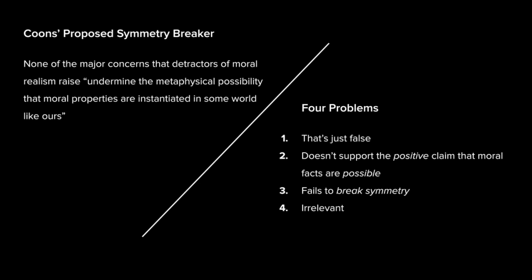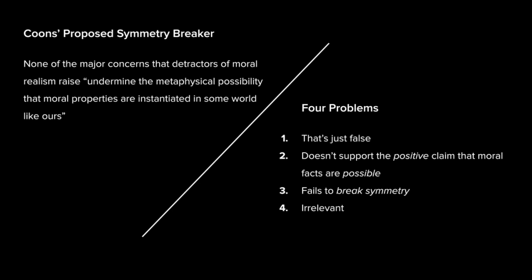of error theory. From this, the error theorist can then use Coons's implicit principle that there being no arguments for something's impossibility supports its possibility, right? The error theorist can use Coons's implicit principle there to conclude that moral error theory is possible. And so then we restore symmetry, right? We can equally well justify, by means of Coons's proposed symmetry breaker here, the reverse possibility premise, in which case it fails to break symmetry. That is the third problem.